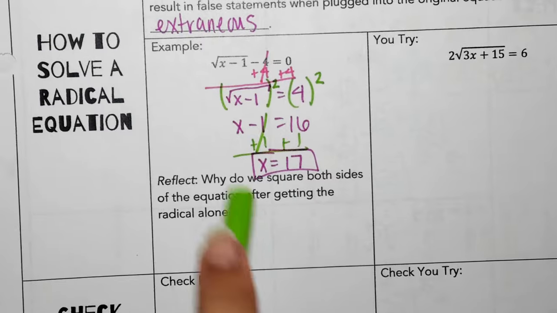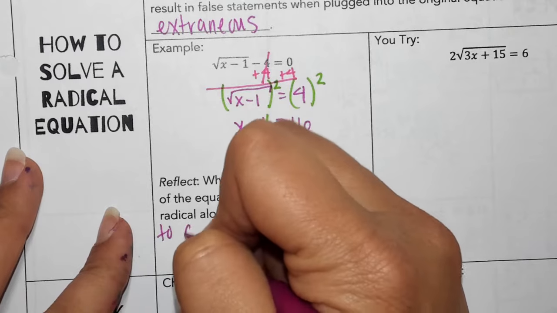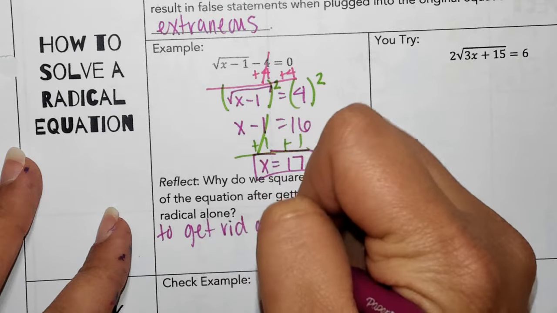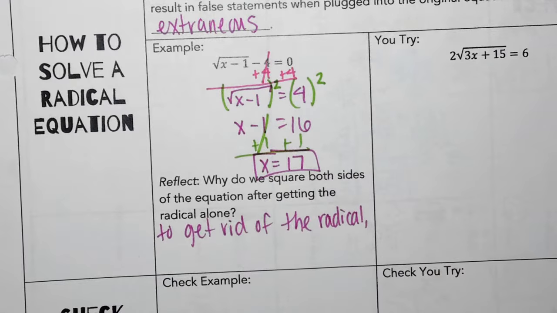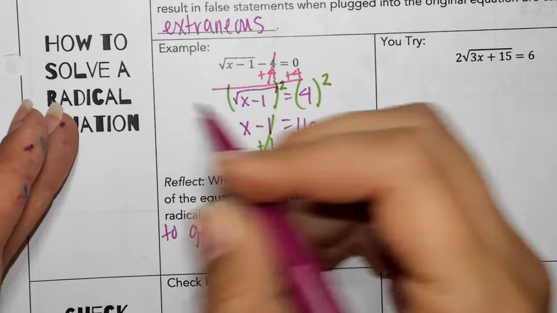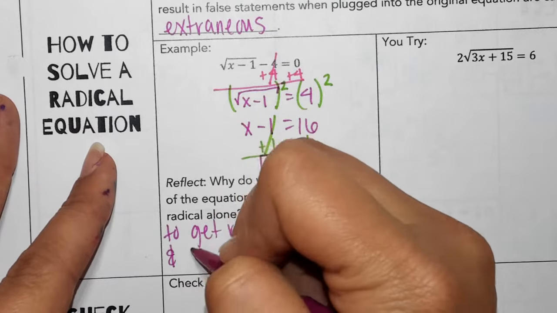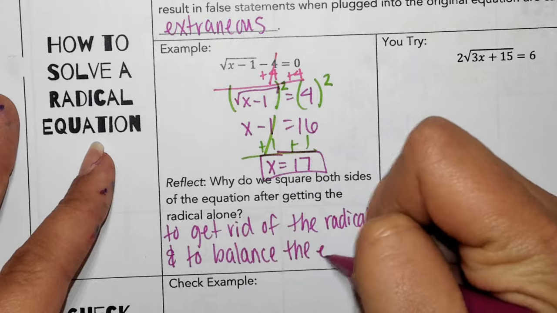Alright, now, why do we square both sides of the equation after getting the radical alone? But why do we square? To get rid of the radical. So to get rid of the radical, and why do we do it to both sides? And so what's that called? Starts with a B. It's not a binomial. I'm balancing the equation. And to balance the equation.